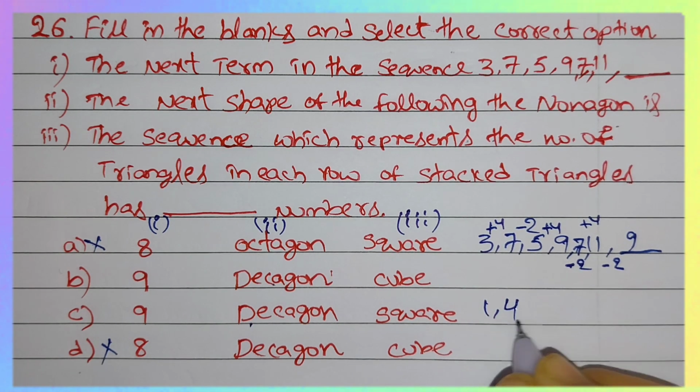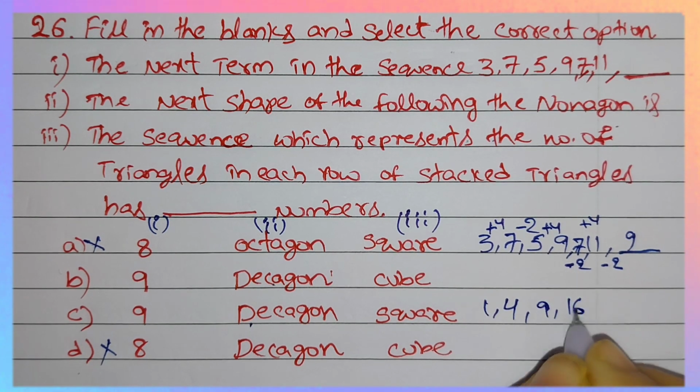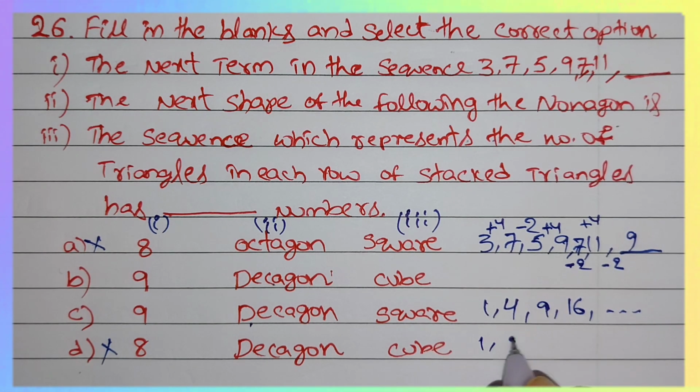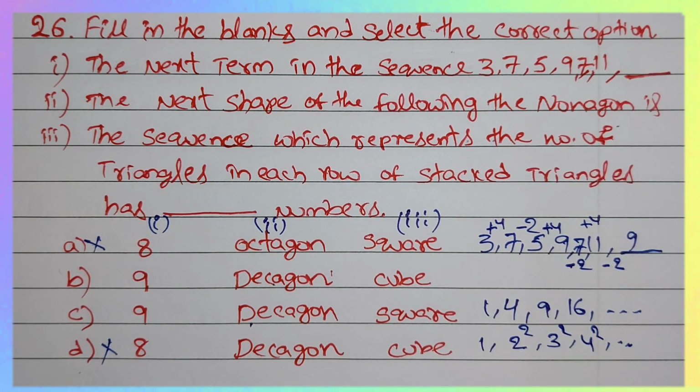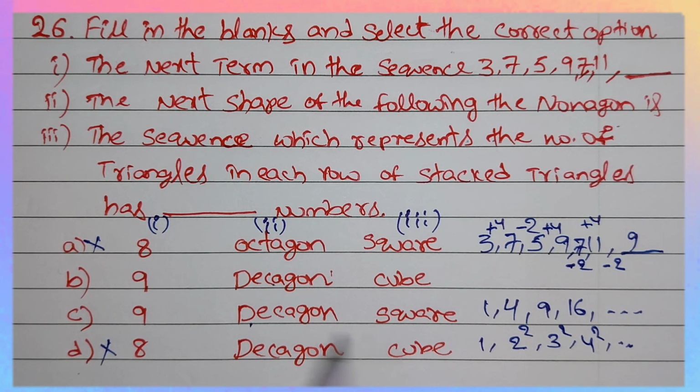The third one, the sequence which represents the number of triangles in each row of stacked triangles. The stacked triangles are 1, 4, 9, 16 and so on. We can write it as 1 square, 2 square, 3 square, 4 square and so on. The C option is correct.